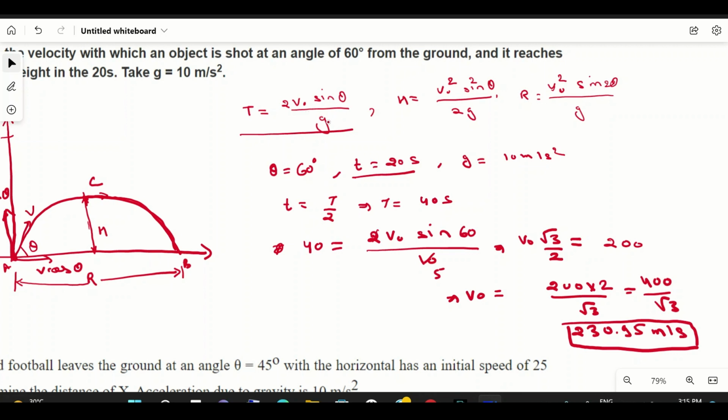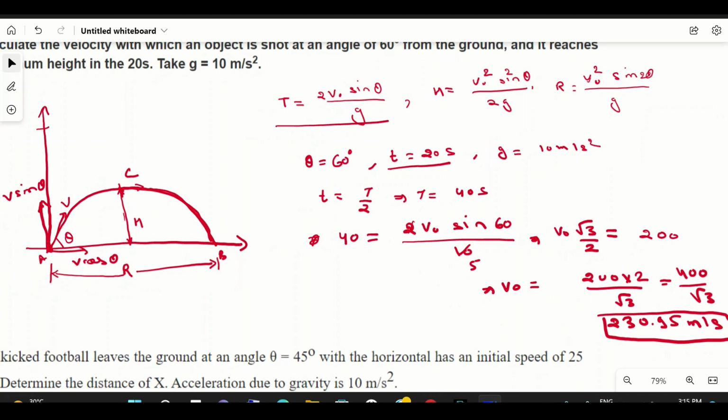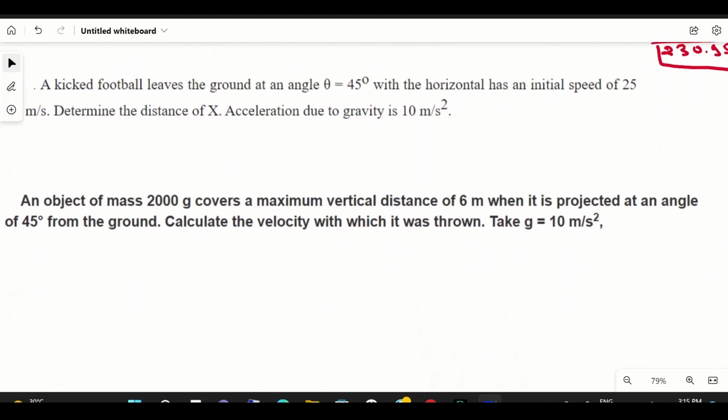Here the total time is 2V naught sin theta upon G. So we had divided it by 2, T by 2. So it is V naught sin theta by G. If you calculate this, you will get the same value. Now let's look at the second problem.